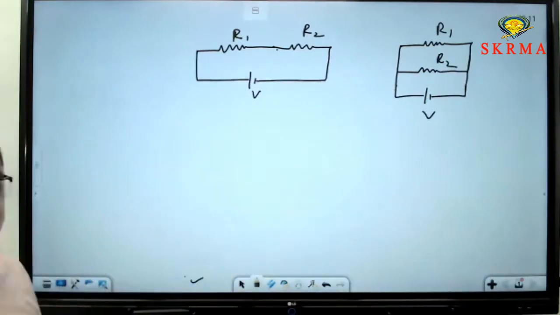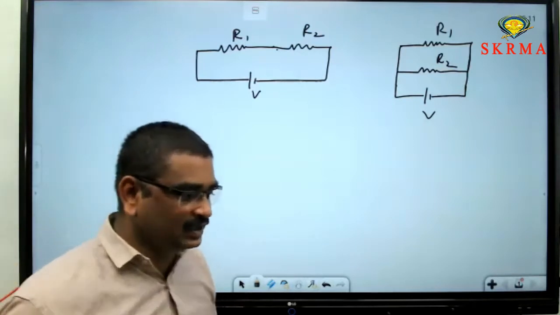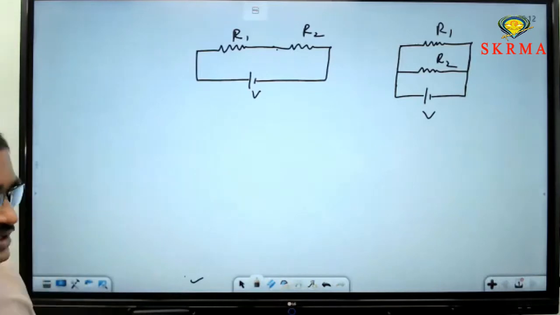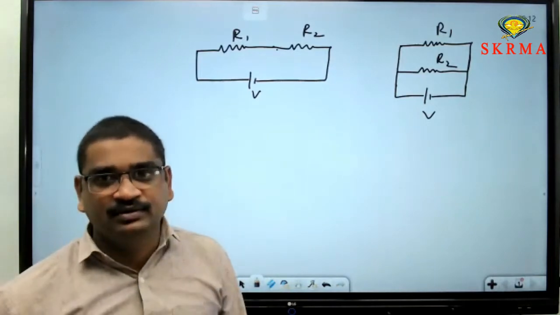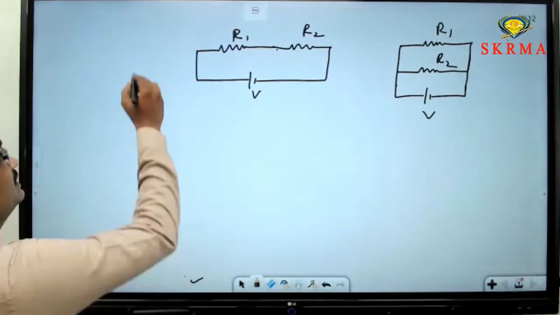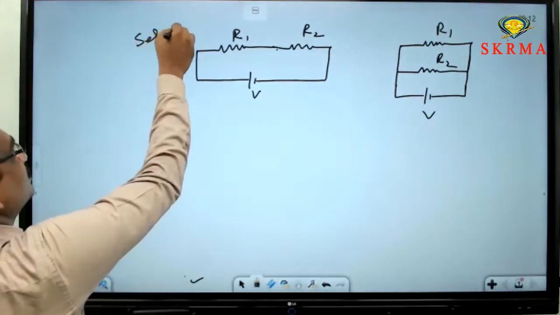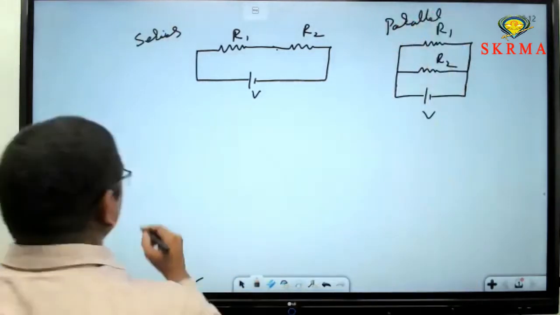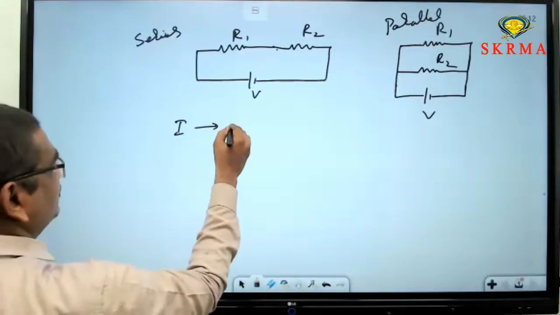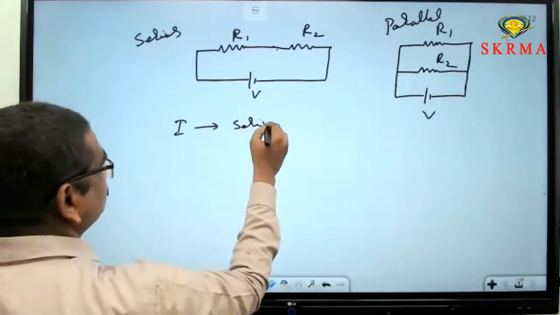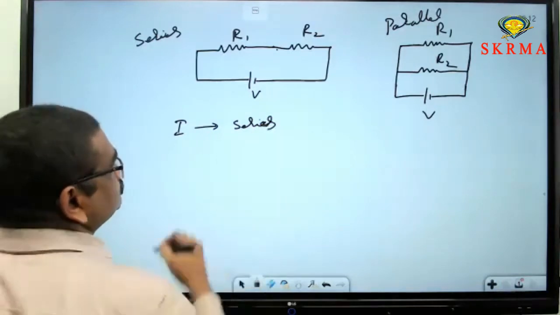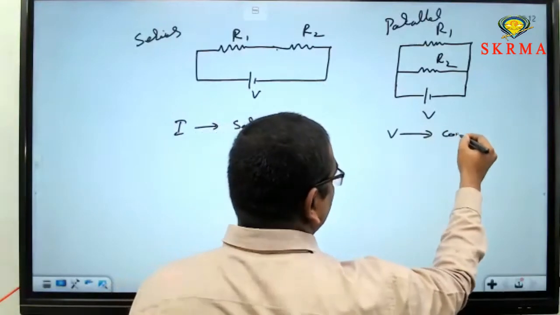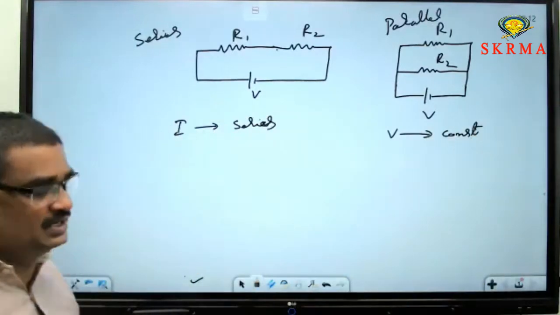Now in series combination, what is the main criterion? Which one is constant, current or voltage? Current is constant. I is constant in series combination. Next, in parallel combination, which one is constant? Voltage is constant. In parallel, voltage is constant.